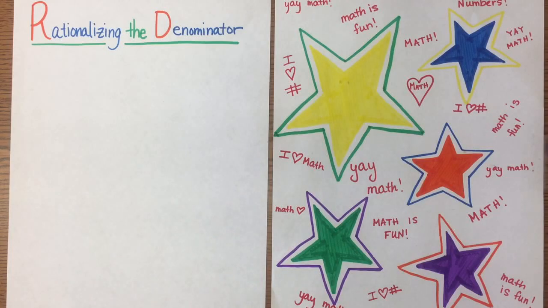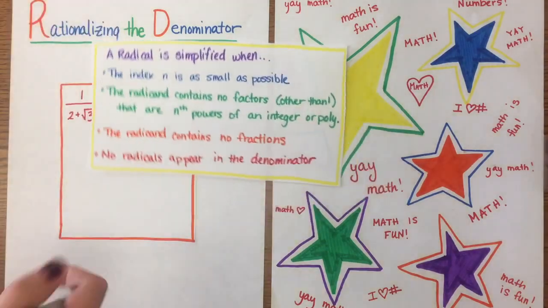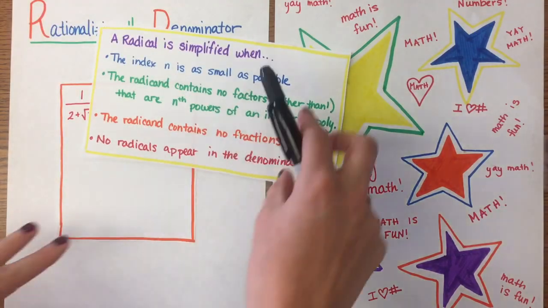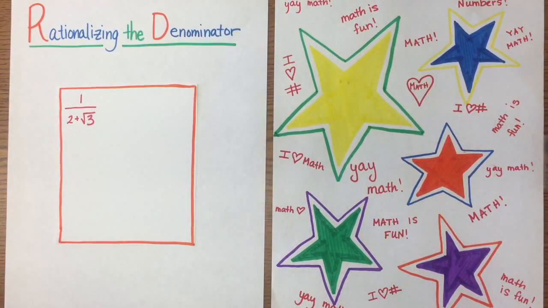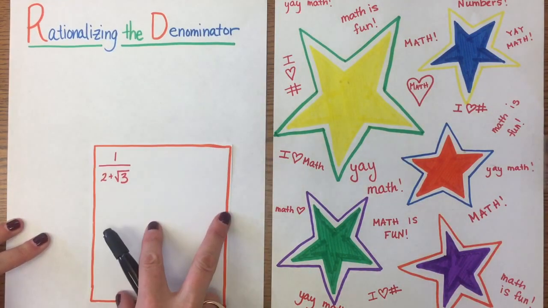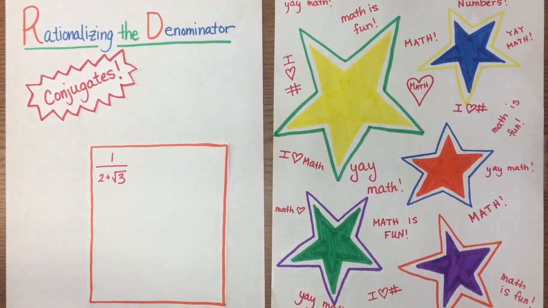As we continue on with the issue of rationalizing the denominator, we want to think about the situation in which I have something like 1 divided by 2 plus the square root of 3. My issue with this is that the denominator isn't just a radical, but there is a radical in the denominator. To get rid of this, I'm going to need to look at conjugates.